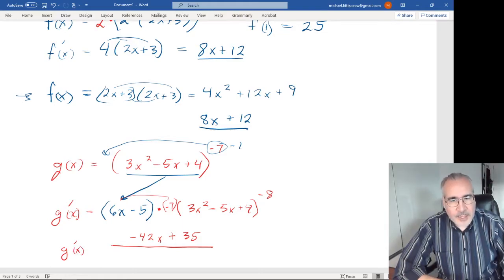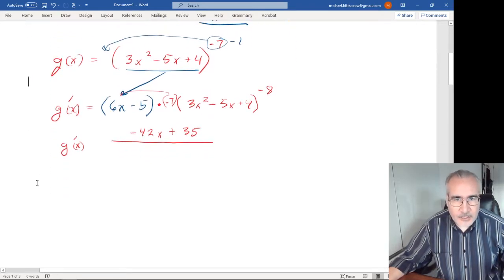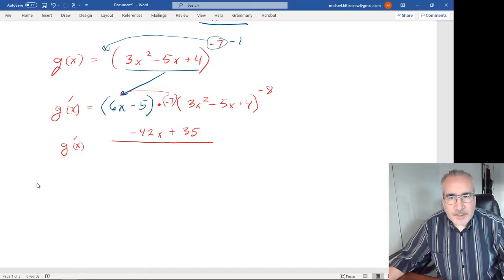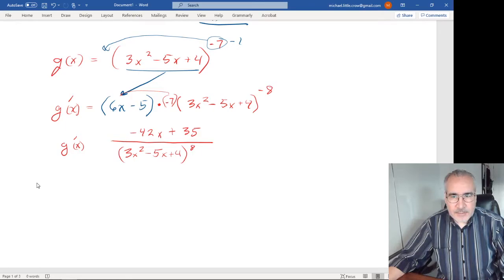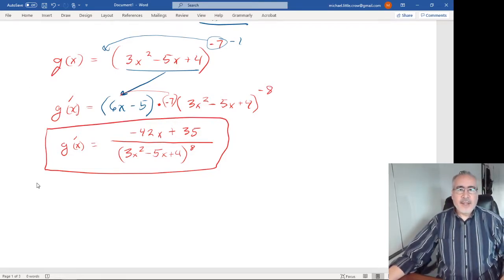Again, both are correct. We can use both, but then we just have 3x squared minus 5x plus 4 to the positive 8th power now. Okay, so we could say that's a nice, pretty final derivative. And it wasn't too bad.